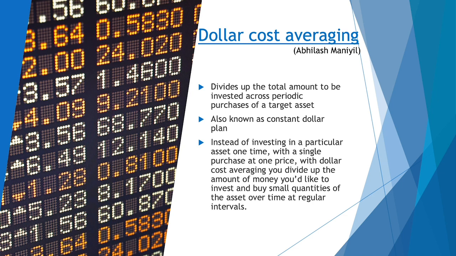Dollar cost averaging aims to avoid the mistake of making one lump sum investment that is purely timed with regard to asset pricing. So instead of investing in a particular asset one time with a single purchase at one price, with dollar cost averaging, you divide up the amount of money you would like to invest and buy small quantities of the asset over time at regular intervals.